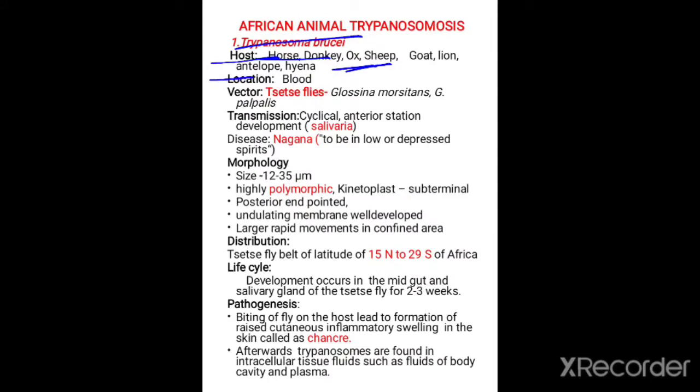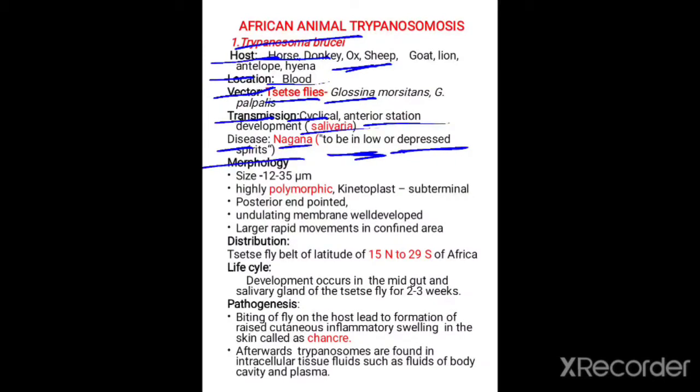The location for this Trypanosoma brucei is blood, and the vector is the tsetse fly, that is Glossina. The vector for Trypanosoma evansi and Trypanosoma theileri is the tabanid fly, and this Trypanosoma brucei is transmitted by cyclical transmission, and the development occurs in the anterior station of the fly, that is salivarian trypanosoma, and the disease they cause is called Nagana disease, and the meaning of Nagana is to be in a low or depressed state.